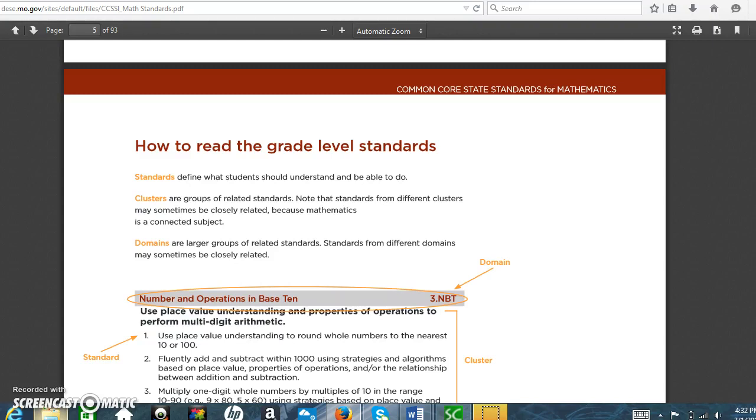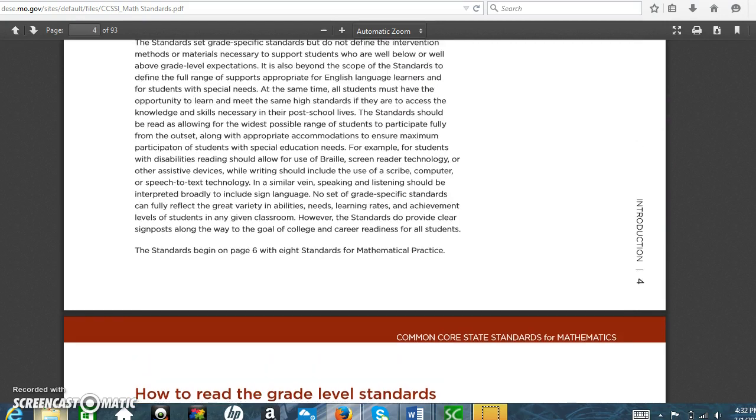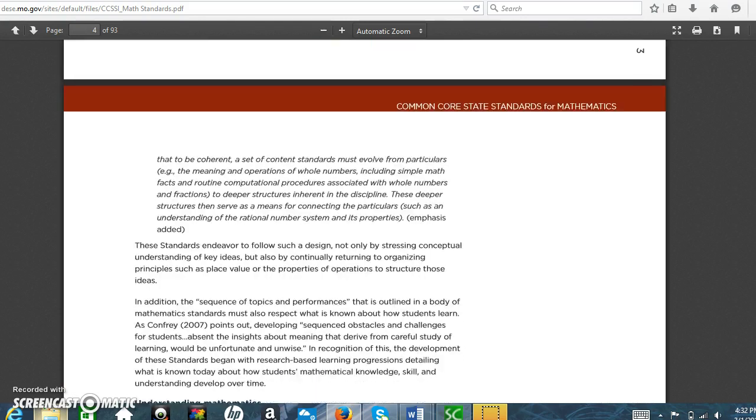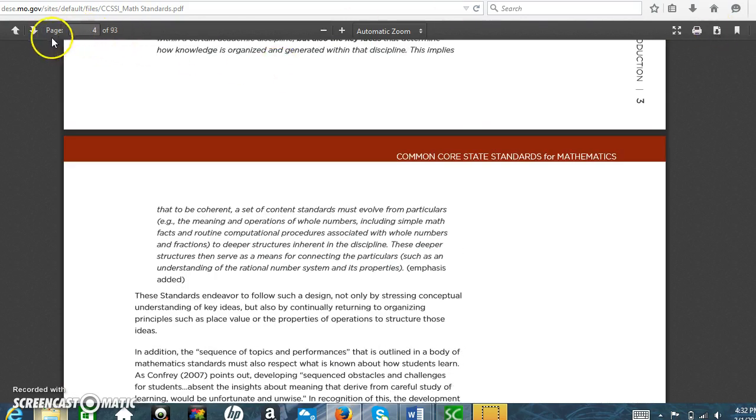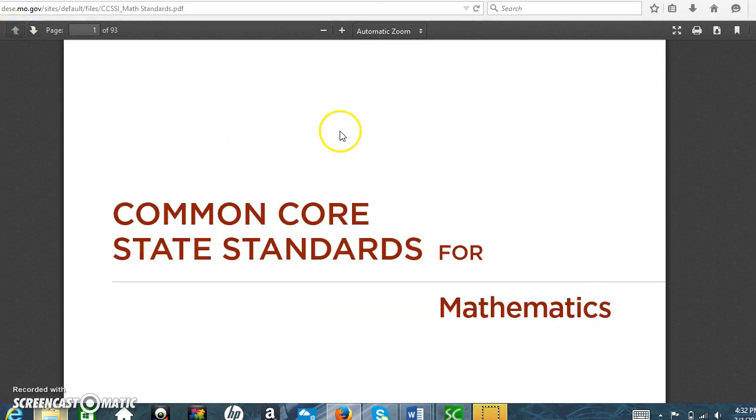Okay, we're looking at the Common Core standards. Remember, in Missouri, they're still referred to as the Missouri Learning Standards, but they are packaged as the Common Core. We go over here and we look at our document. We look at that first page. It still labels them Common Core standards.